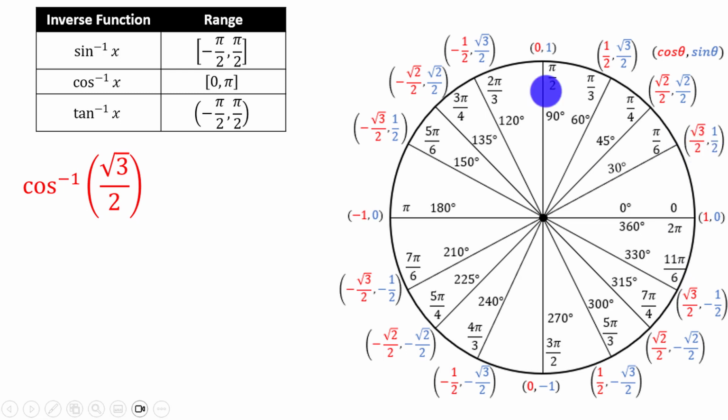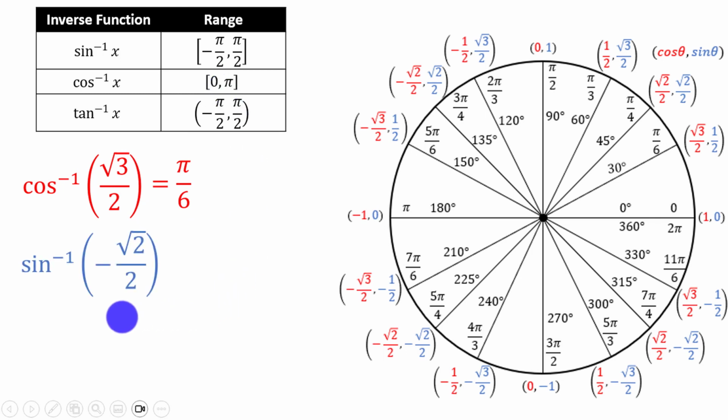So which one do I choose? Well, that's where I look at the range, right? The range is from 0 to pi. So that means this one's out. We're going to have to be somewhere on the top half of the circle, which we always are for inverse cosine. So that means that the answer is going to have to be pi over 6. Pi over 6 is the angle that cosine of which gives me square root 3 over 2. That is between 0 and pi.